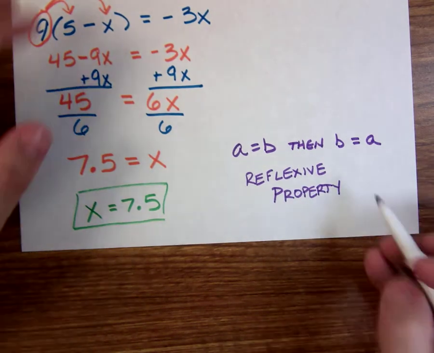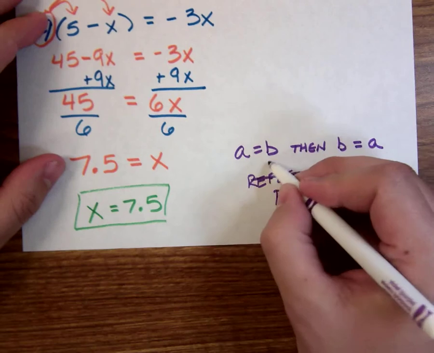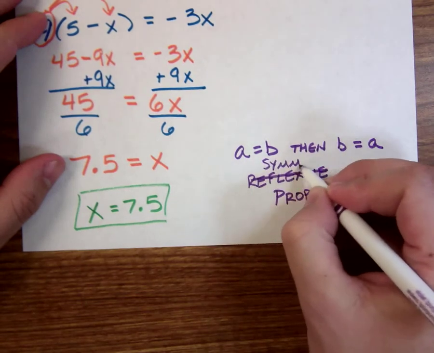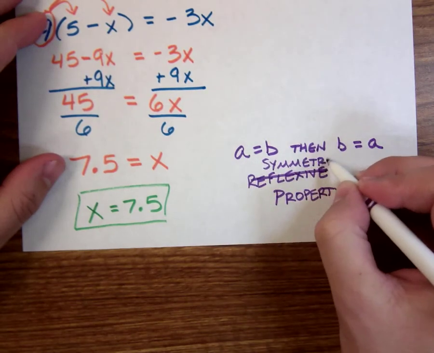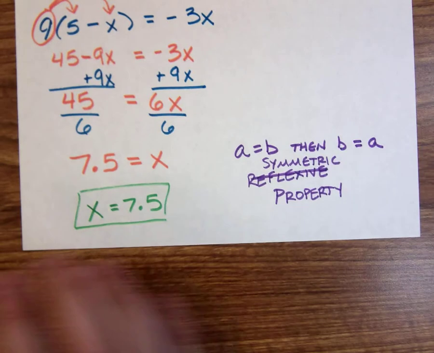Oh no, I'm sorry, I lied to you. That's a symmetric property, isn't it? Reflexive is the multiplication one, sorry. Symmetric property.